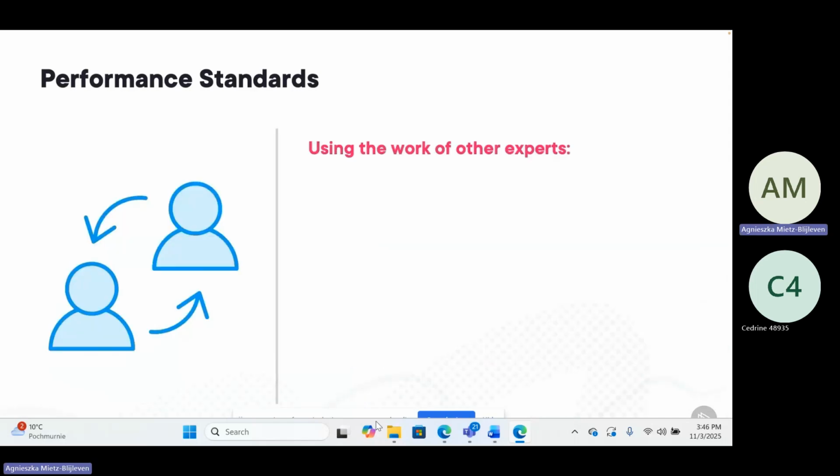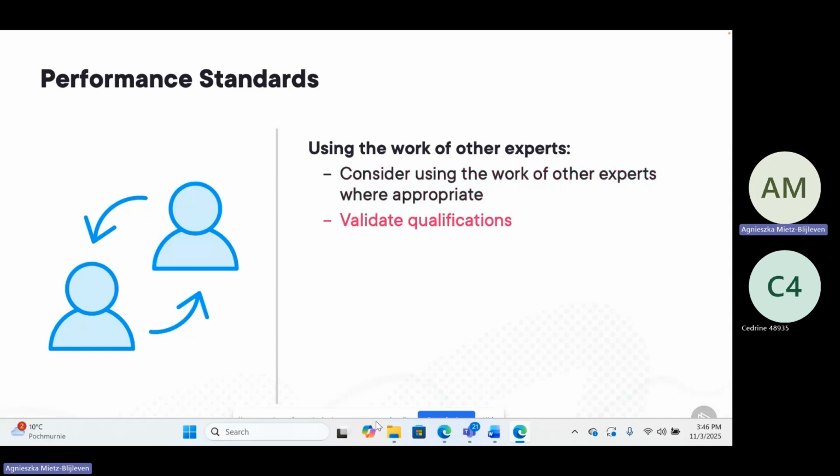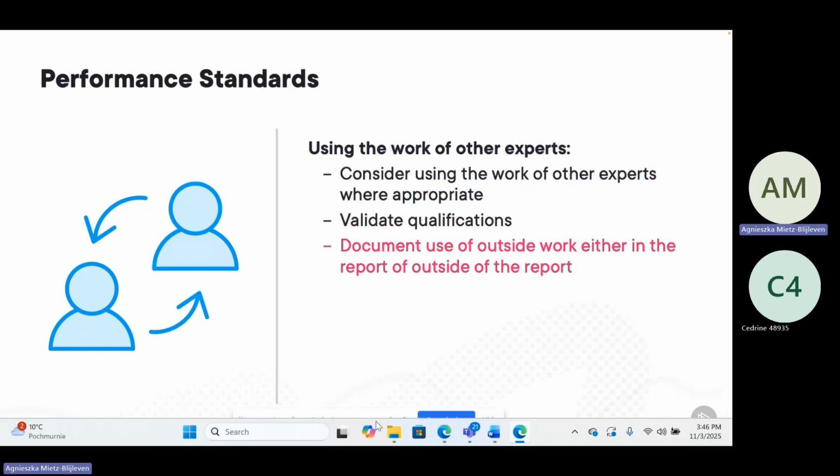Performance standards also looked at where I'm using the work of other experts. I should certainly consider using the work of other experts where that's appropriate, but when I bring in somebody else who's an expert, make sure they are truly an expert, not just that they claim to be, when they actually don't have any qualifications in the area. I should always document any time I've used outside work in the report or, for example, the outside of the report as well. I should consider if I've used primarily outside work in order to support my audit findings. Is that adequate? Is it unbiased and complete enough for me to make my audit assumptions?